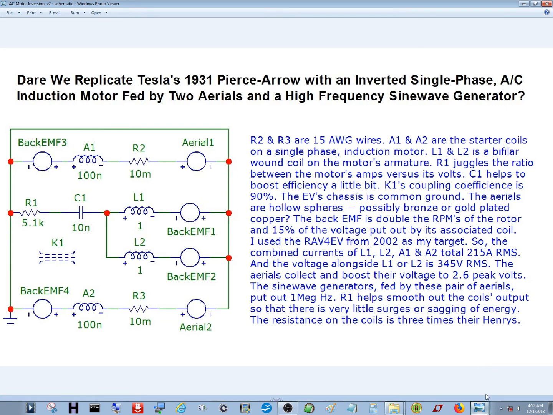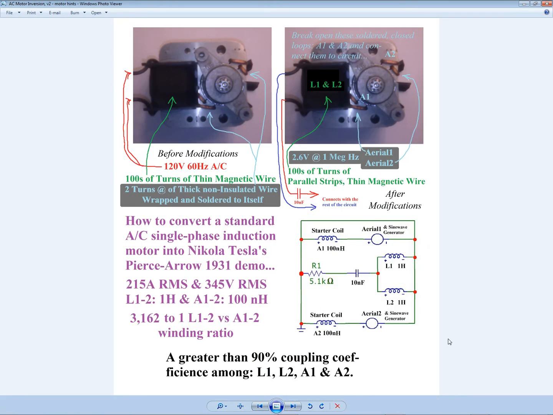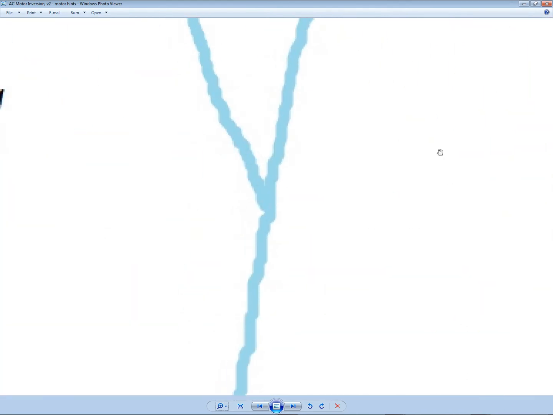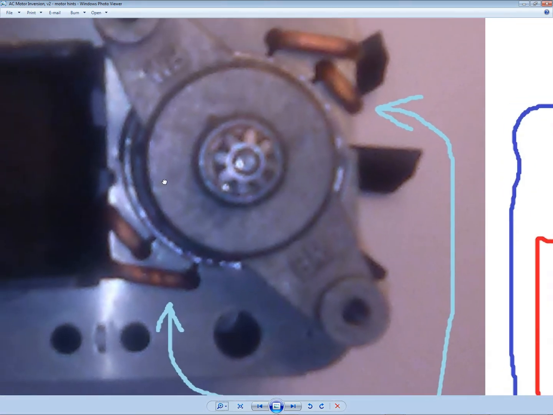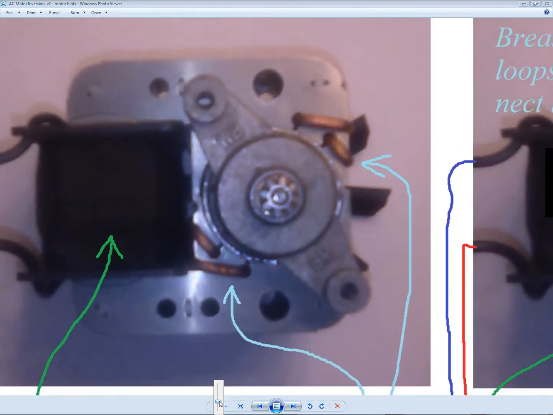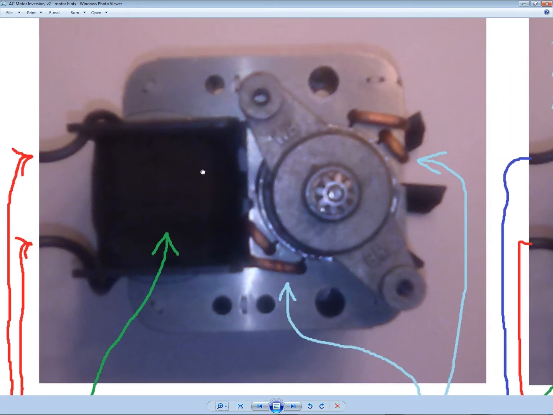Where are you? Here it is. Now I gotta zoom in. I zoomed in too much. Whoops, still too much. Not enough. There. I took a picture of the motor that I had bought.